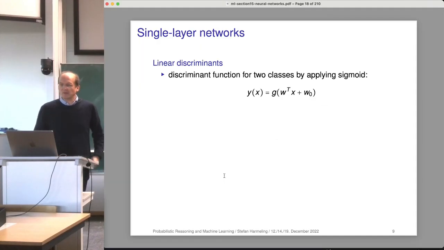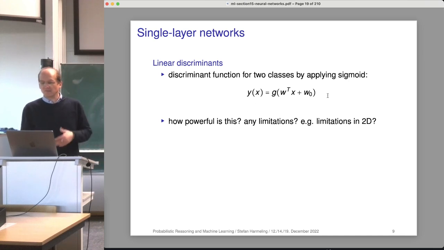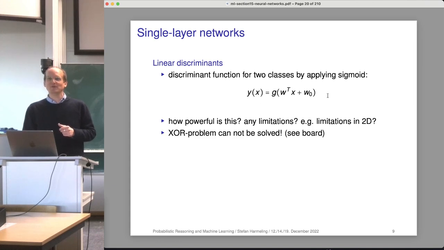Okay, great. So we learned something about the sigmoidal function, right? Of course, now we could ask, so for this simple setup, are there any limitations? Yeah, for example, in 2D, and you're already nodding, so what is the limitation? Yes, exactly. Wow. You looked at the slides before.